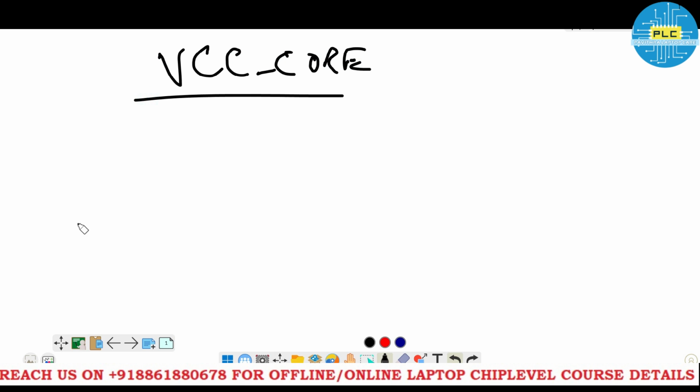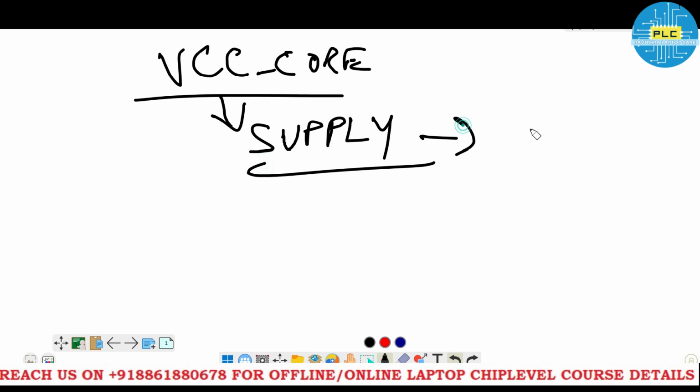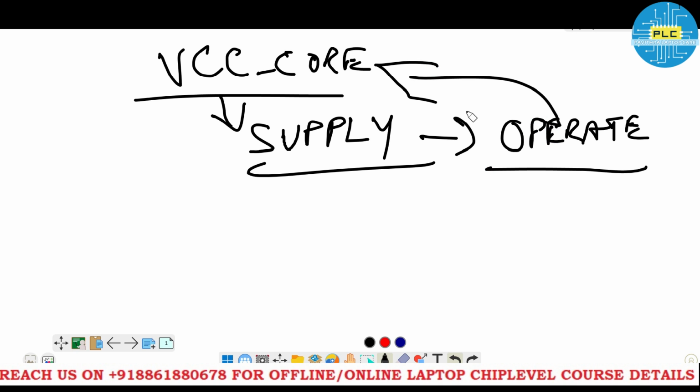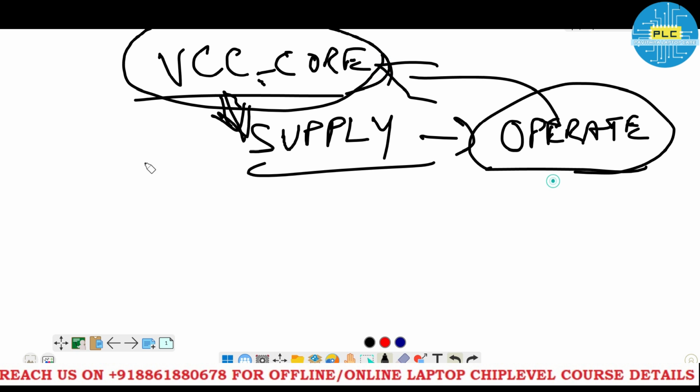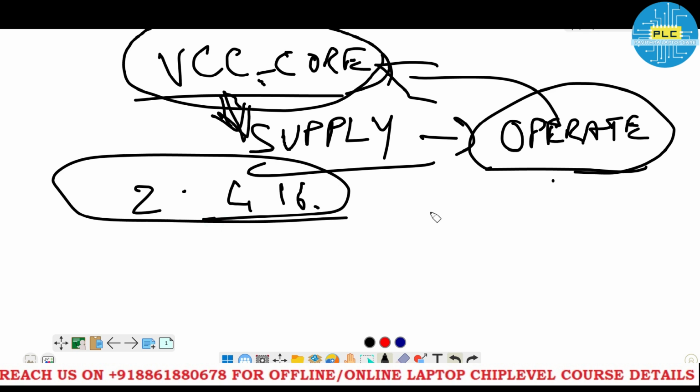What about VCC Core? Core I cleared. Now it's VCC Core. VCC is nothing but supply, to operate the core. Correct. So the VCC underscore core is only to operate the core. Just now I told you 2 core, 4 core, 16 core, so many cores are there.